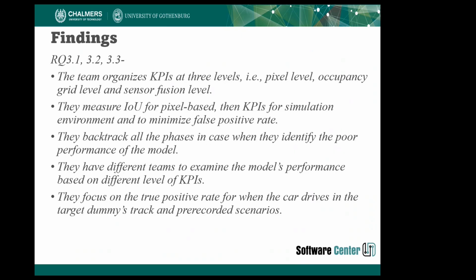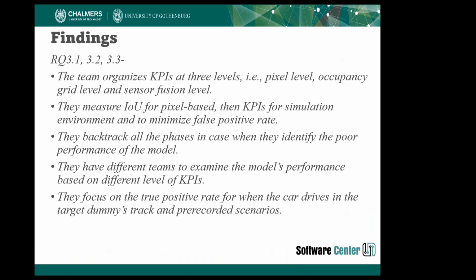Okay. So the last few things that we found: the team organizes the KPIs into three different levels. First, the pixel level, second, the occupancy grid level, and third, the sensor fusion level. They mainly measure the IOU for the pixel level. Then there is the KPI for simulation, and they also try to minimize the false positive rate.